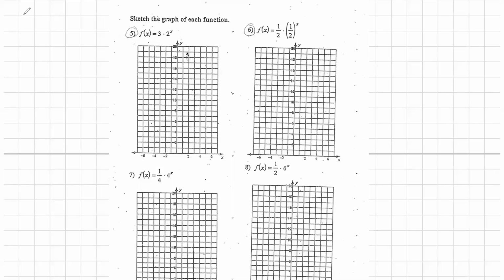Okay, so for number 5, we have y equals 3 times 2 to the x. And notice that they didn't put y, they put f of x. Is that the same thing as y? Basically, yeah, it's a function of x. Okay, so what does the 3 tell us?